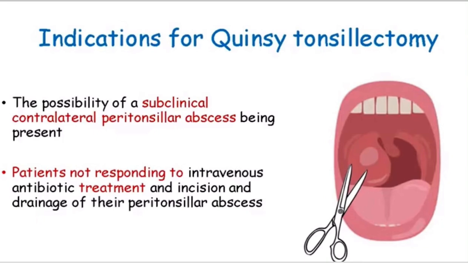Second thing, the patient is not responding to the intravenous antibiotic treatment. So guys, you can see here the person is in such a state that he is not able to take his saliva, so it's highly impossible that he is going to take the antibiotics by mouth. So intravenous antibiotic treatment should be given. And the incision and drainage of the peritonsillar abscess: in spite of giving a proper incision and draining the peritonsillar abscess, yet there is no improvement, there is contralateral spread of the abscess, then you have to go for quinsy tonsillectomy. Okay, hope it is clear.